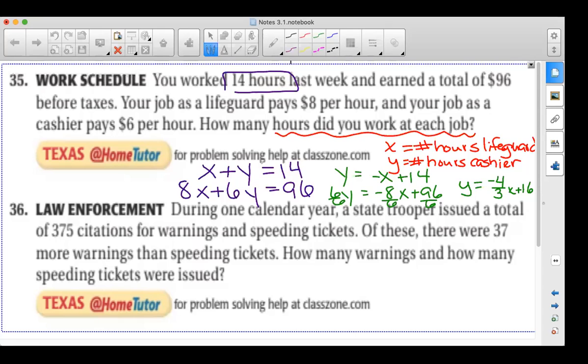So yes, our equation is going down when it's in y equals form, but we would be looking at a chunk of time. Technically this is saying the more hours you work at one job, the fewer hours you would work at another job, because my total amount of time is 14 hours. If I work 14 hours at one job, then I would work 0 at the next job. They both can't be a high number because the max is 14. Does that make sense?